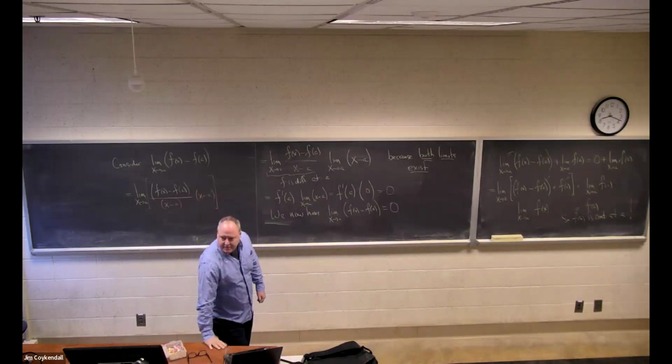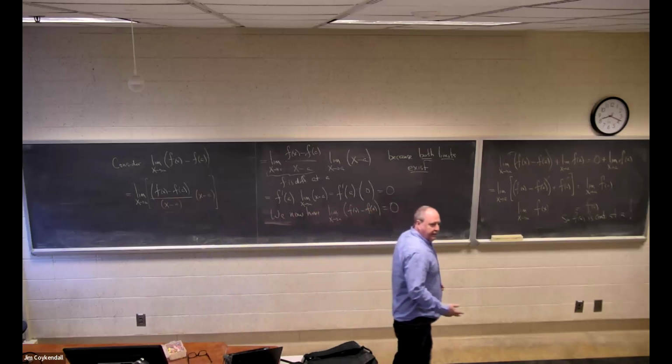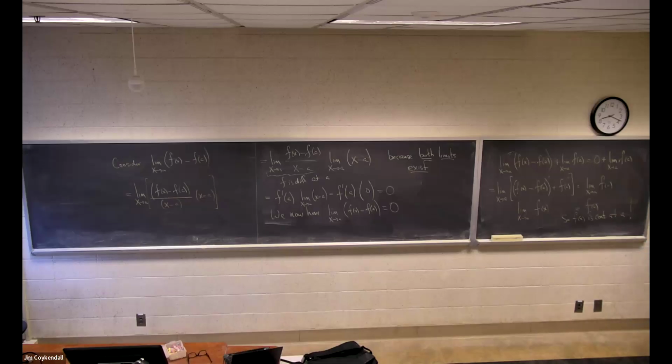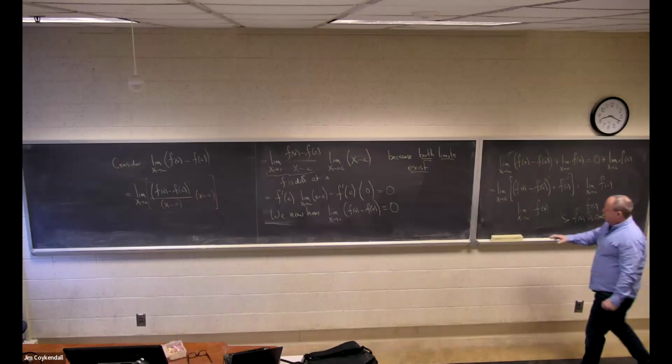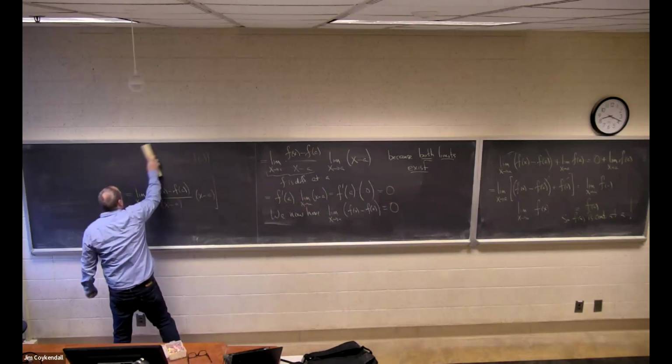Okay. Any questions on that? So what we've shown is a function that is differentiable at a point a is continuous at a. What did we do? We started with the tool of being differentiable. We knew what that meant. And we used that to show that function also must be continuous.